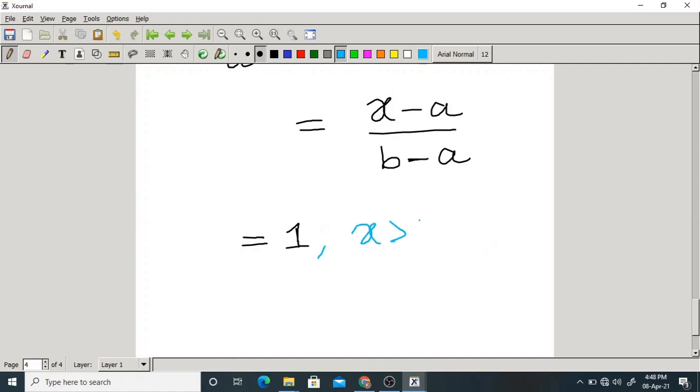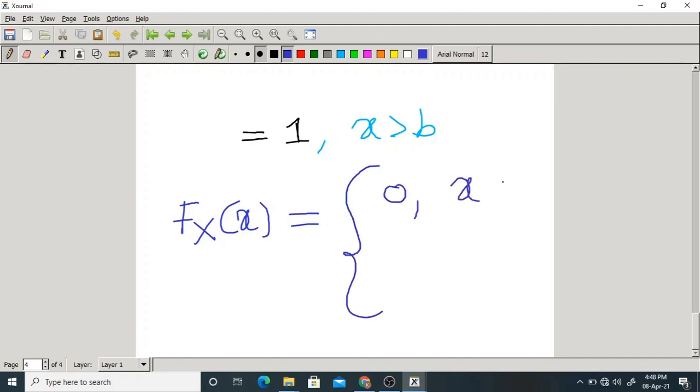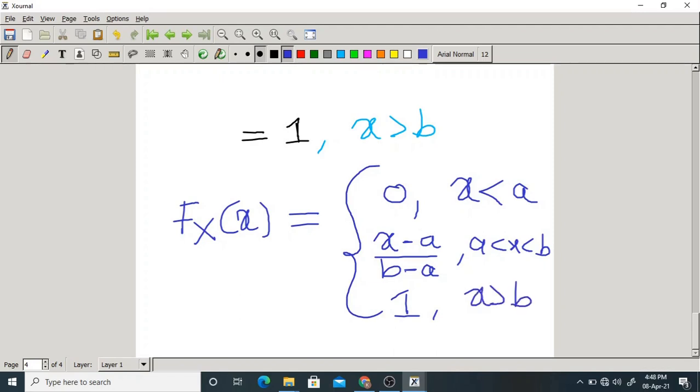Now, so let us draw this, let me write this here. Now the CDF is something like this. F_X of x equal to 0 for x less than a, it is x minus a by b minus a if it is between a and b, 1 if x is greater than b. Is it okay?